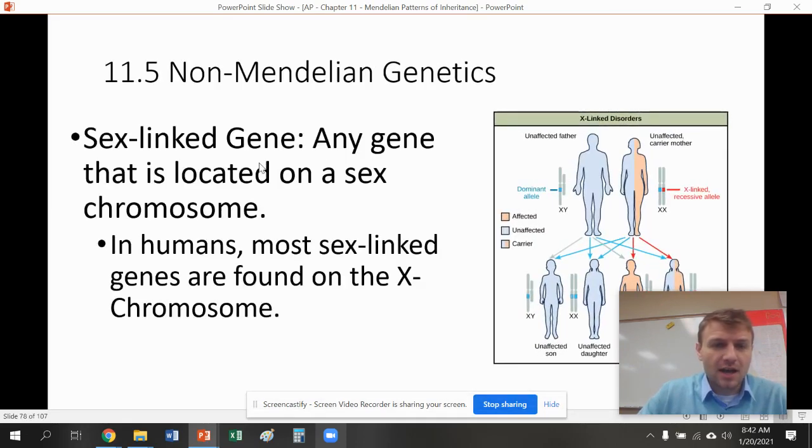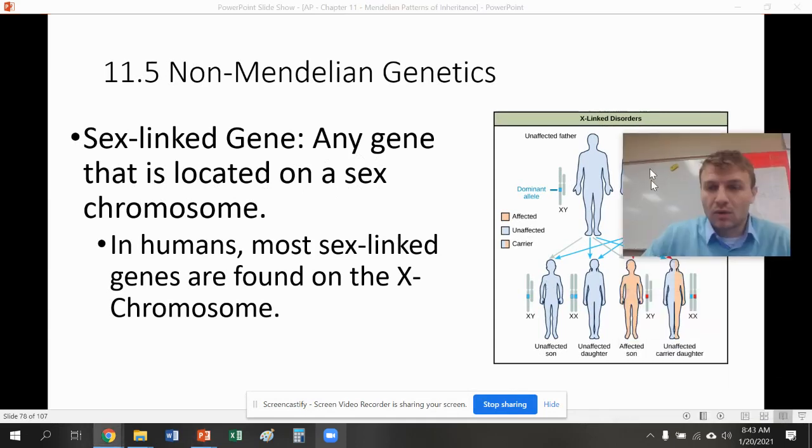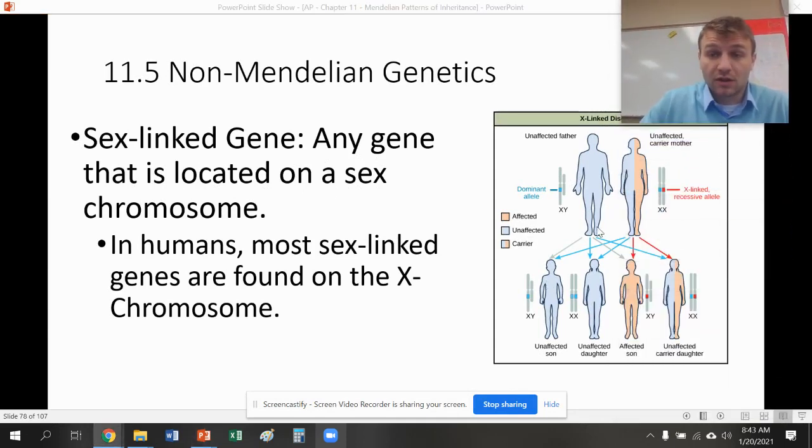Sex-linked genetics: any gene that is located on a sex chromosome. Any gene that we have on the X chromosome is labeled as a sex-linked gene. This is where we're going to see males having diseases and disorders more often than females, because males only have one X chromosome, and females have two, which means they have to get two of these affected X chromosomes, which is much, much more unlikely than a guy getting one.